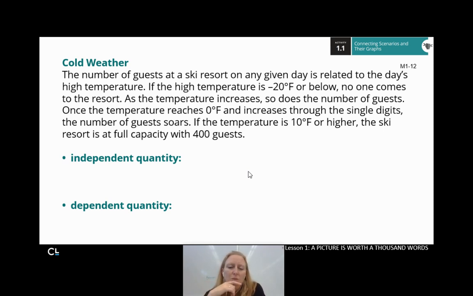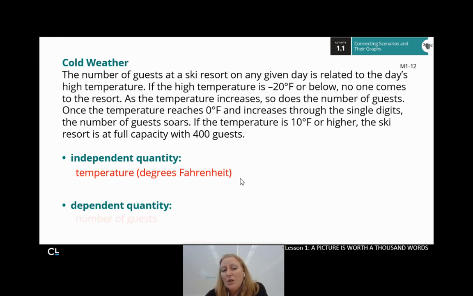So this one's a little different. There's no time on this one, right? You got to think this through a little bit. The independent quantity is the temperature in degrees Fahrenheit. I don't control the temperature, all right? The weather is going to do what the weather is going to do.